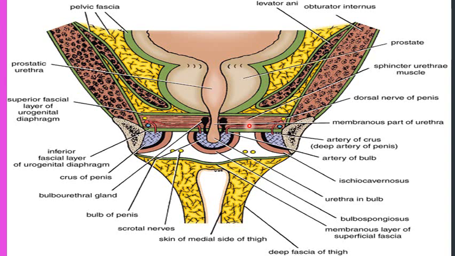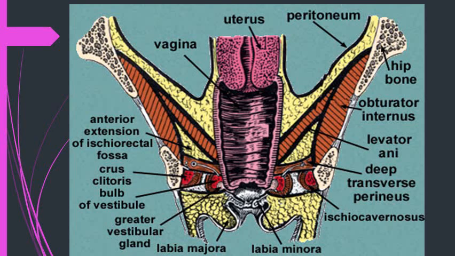So these are the structures which are making up the content in the deep. I request you to gather up the knowledge from your previous slide and make a good concept of the boundaries of superficial perineal pouch.